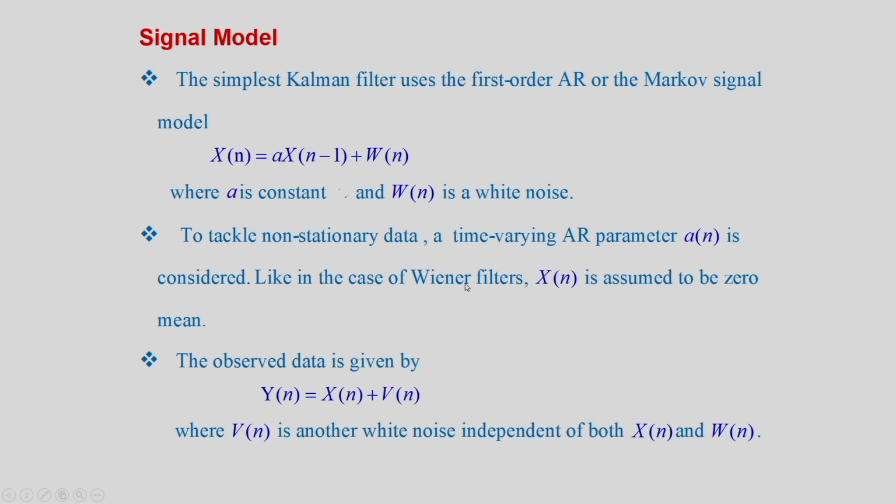Like in the case of Wiener filter, xn is assumed to be of 0 mean. So, in all our signal estimation case, we assume the signal to be of 0 mean. The observed data is given by yn is equal to xn plus vn, where vn is another white noise independent of xn and wn. So, this is the measurement noise actually. This noise is independent of either xn or wn here.